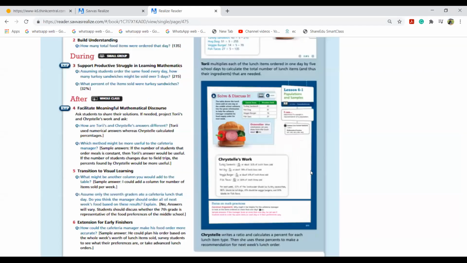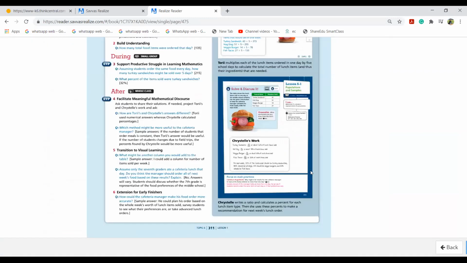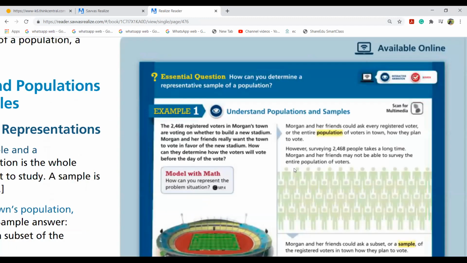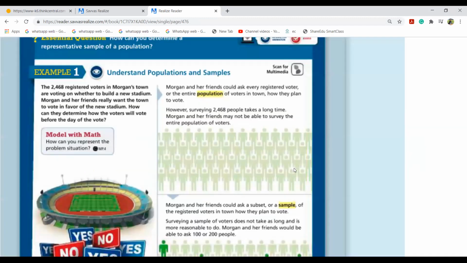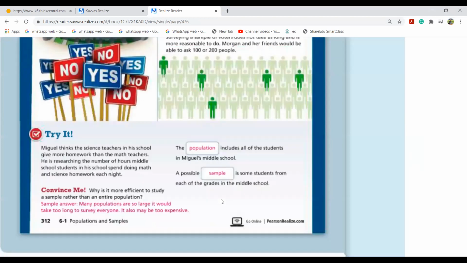All right, girls. So please turn to page number 311, or 312. See, girls, here first let me do the example. You're not going to do it, I'm just explaining it to you, and then we'll do the try it.